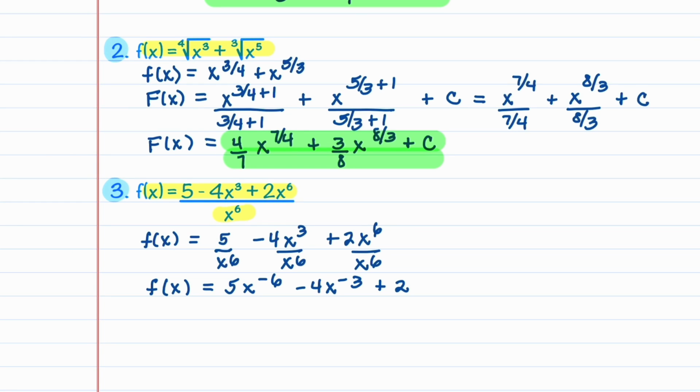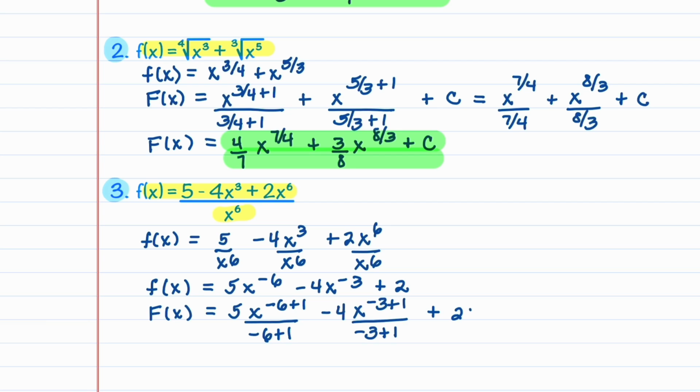Our antiderivative, capital F of x, is equal to 5x. Now we're going to add 1 to the exponent, and we get minus 6 plus 1, all divided by minus 6 plus 1, minus 4x to the minus 3 plus 1, and we divide that by minus 3 plus 1, and then we have a constant 2, and we're going to multiply that by x, and then we add on our constant c. Let's now simplify this.